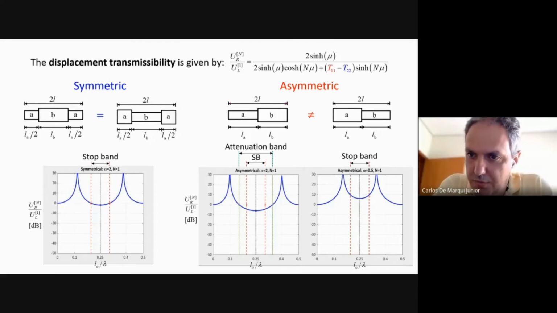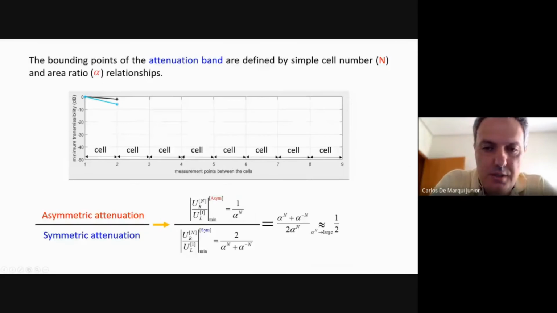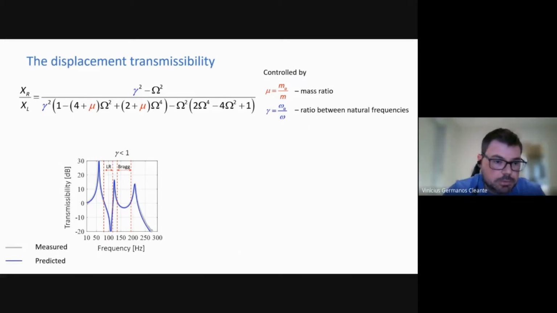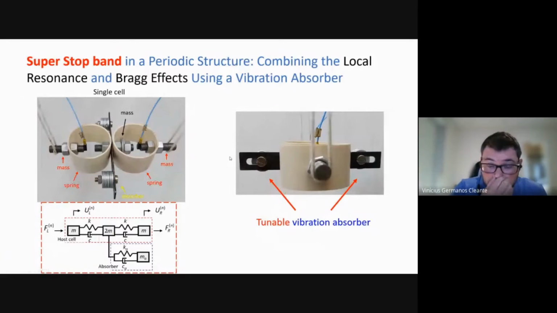Vinicius, another question for you. How did you define the natural frequencies to determine the gamma ratio? Are they uncoupled natural frequencies? Paulo, can you go back to the previous slide, please? Yeah. So how can we define the natural frequency to correctly tune the vibration absorber?